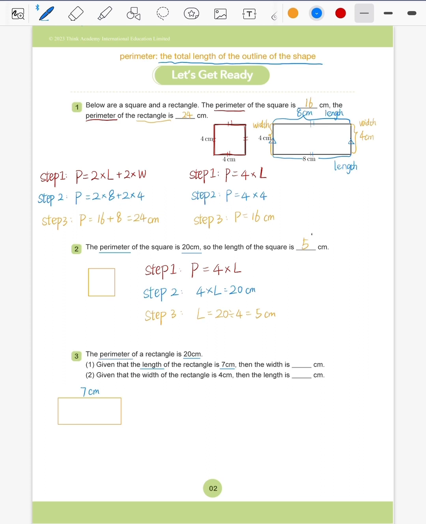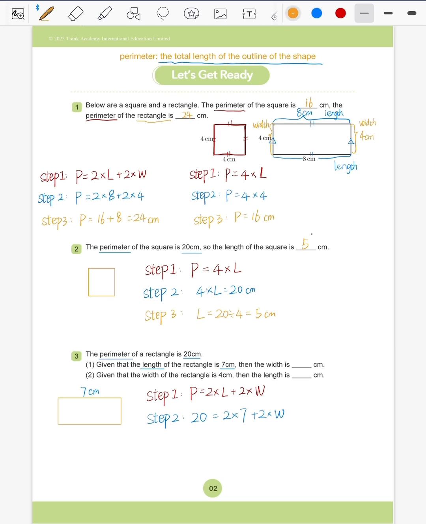And think about the perimeter of the rectangle. What's the formula? The formula will be 2 times the length plus 2 times the width. And then in this question, we can put the known number, the known information in the formula. So let's go to step 2. 20, the perimeter, the total length, equal 2 times the 7 plus 2 times the width.